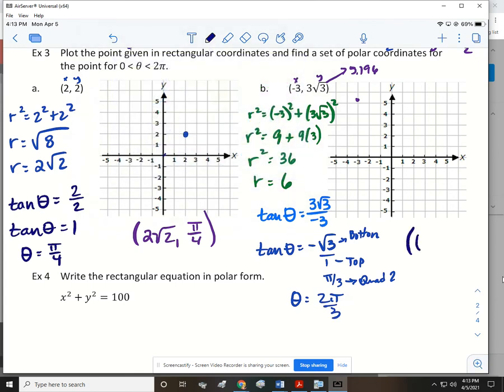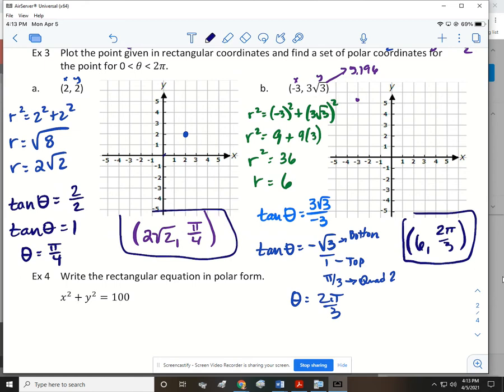All right, so our r is 6, our theta is 2 pi over 3. That's the polar coordinates for that point. So instead of telling you to go left 3, up 5 point whatever, you can go 6 units at an angle of 2 pi over 3 and get to that same exact point.